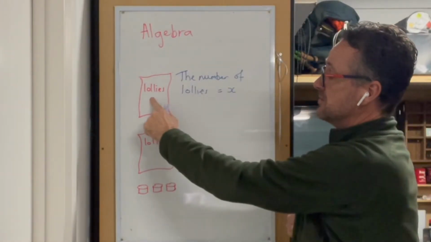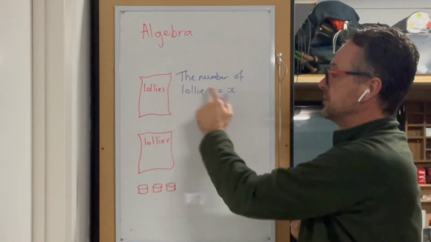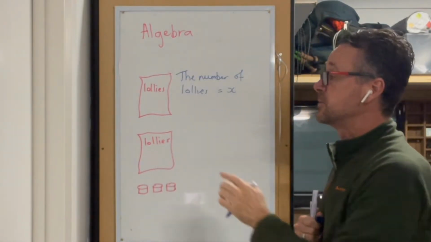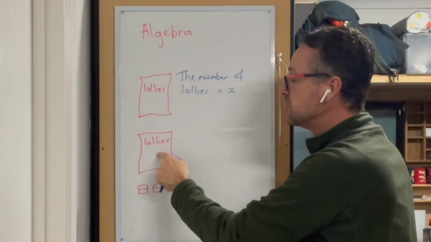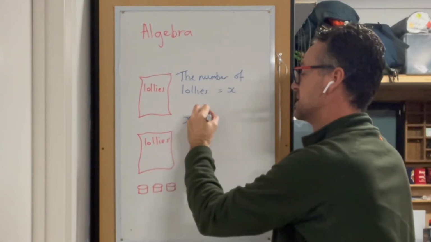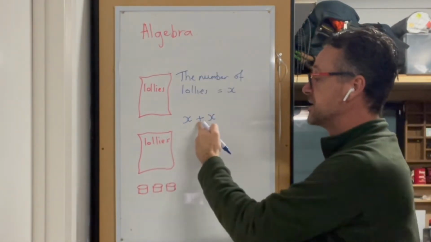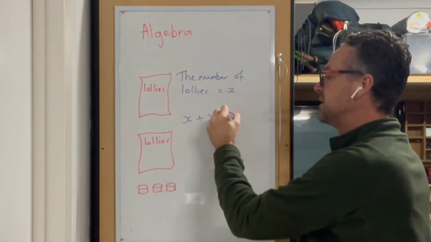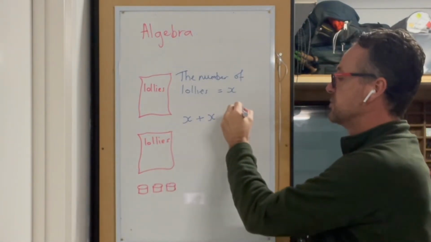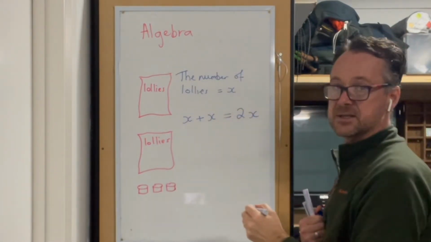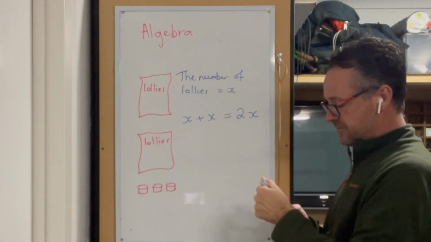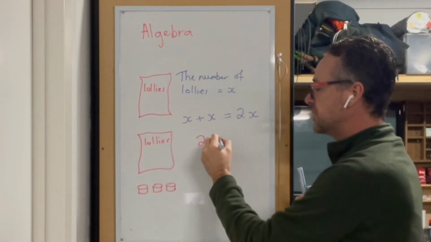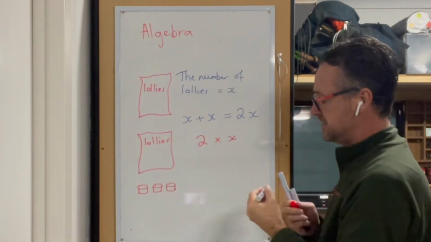Okay, so we've got our bag of lollies, and we're saying the number of lollies in the bag is equal to x. And now we add another bag of lollies. So we've got x for the number here, and this would also be x. So this would be x plus x. And x plus x, just like if you said 1 banana plus another banana, or 1 orange plus 1 orange will equal 2 oranges or 2 bananas, x plus x will equal 2x.